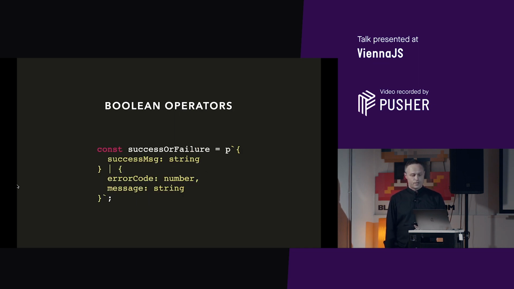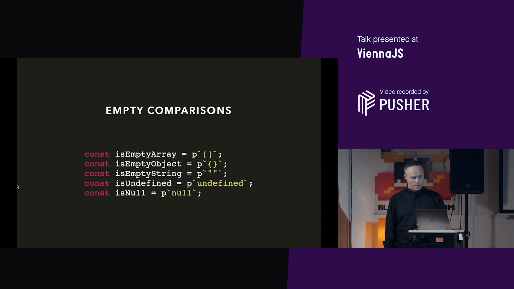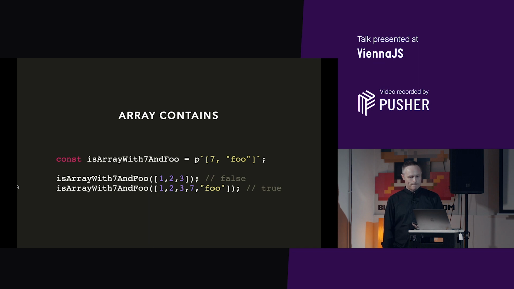We've got Boolean operators. So this will return true if the input object either has a success message string in it, or it has an error code, which is a number, and a message, which is a string. Reference equality. We can check for empty stuff, so you can use arrays or objects or undefined or null. We can check to see if an array contains a value. So here we're checking to see if this array contains 7 and the string foo.